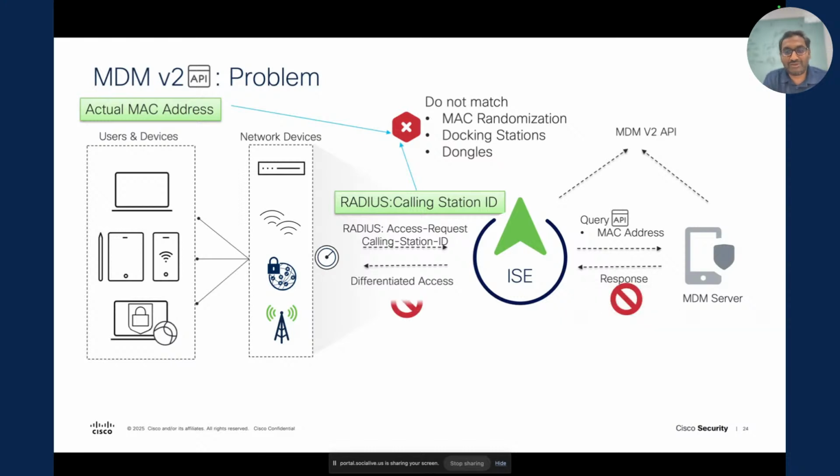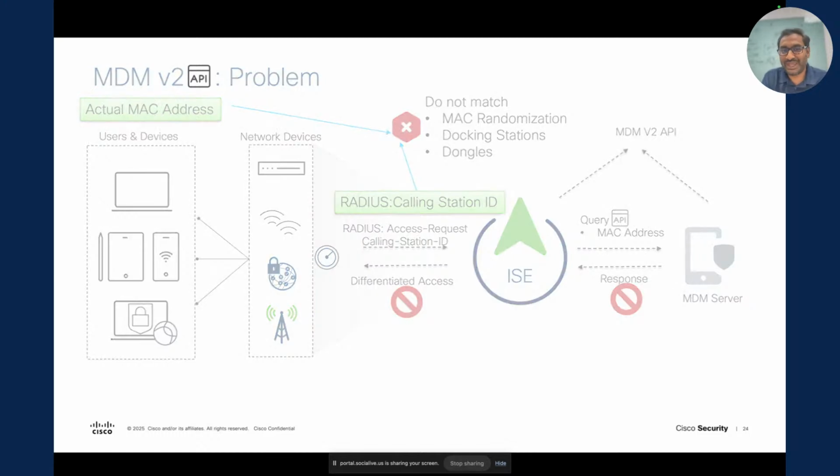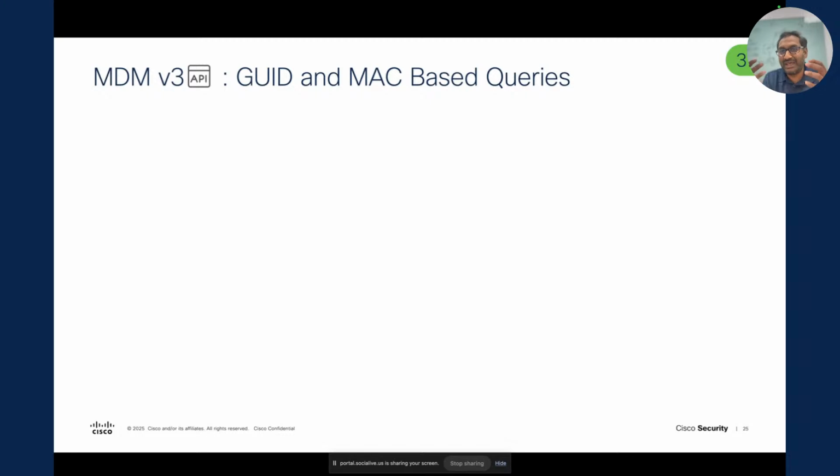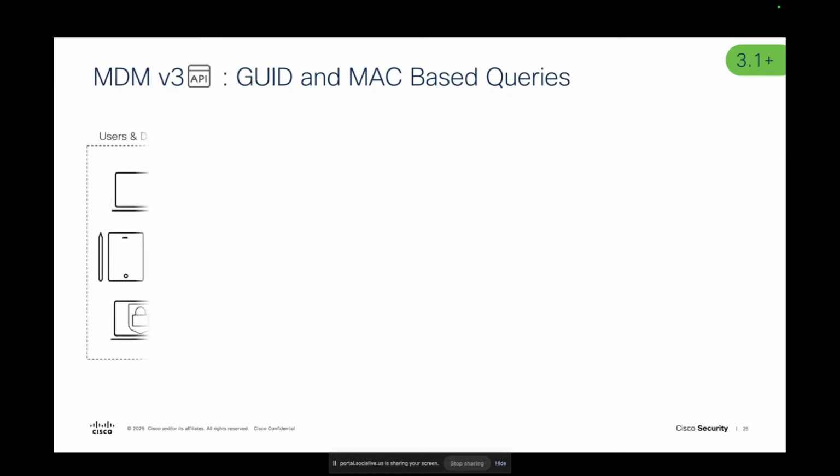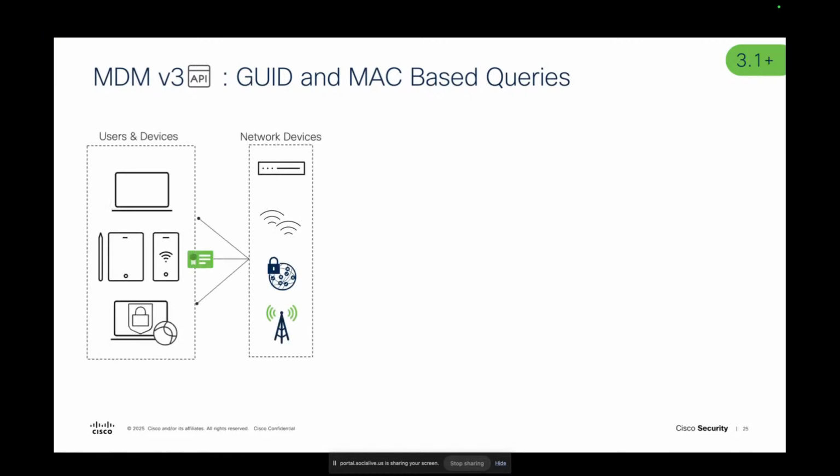So because of that reason, obviously, ISE is making a query with a faulty or invalid MAC address. Obviously, you're not going to get a response, and you cannot give differentiated access based on that. That was the reason why we came up with MAC plus GUID based queries, which was introduced in 3.1 onwards. The GUID is purely imprinted into the certificate.